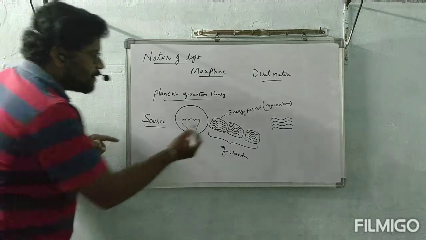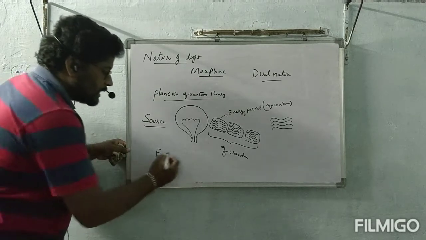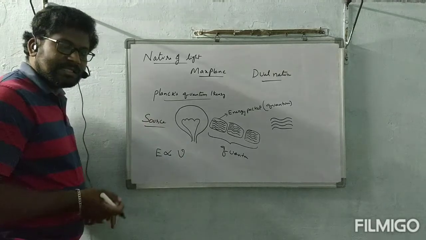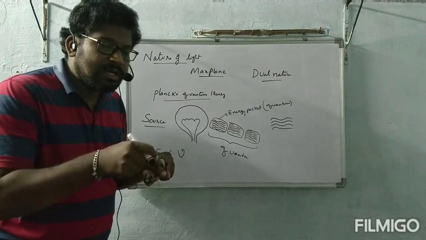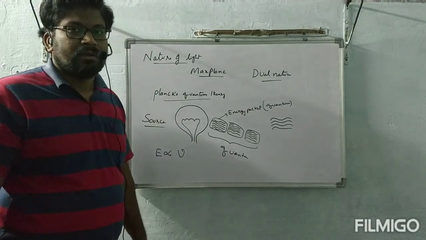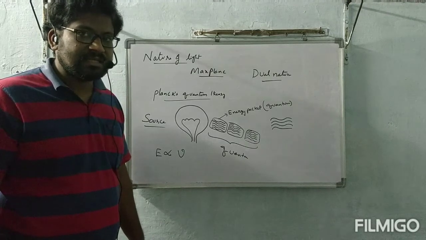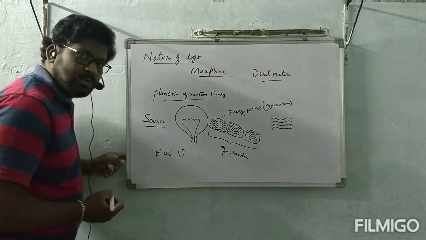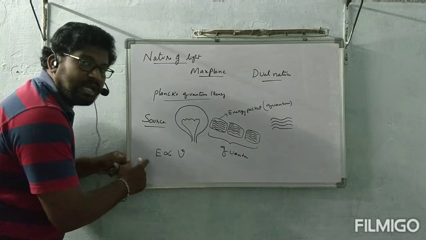Now, each quantum's energy is directly proportional to frequency. Frequency means the number of waves that pass through a particular point in unit time. If it increases, the energy of the bundle also increases. So E is directly proportional to nu. Nu is called the frequency of light, and E is called the energy of light.